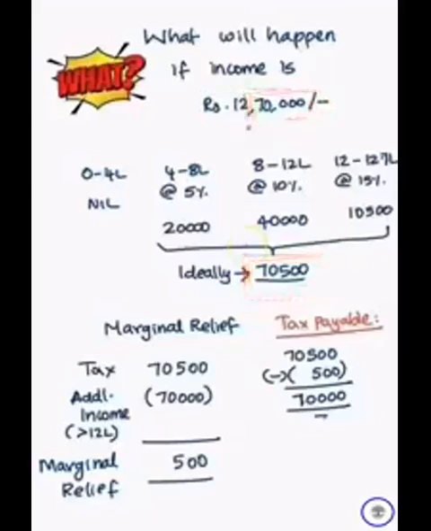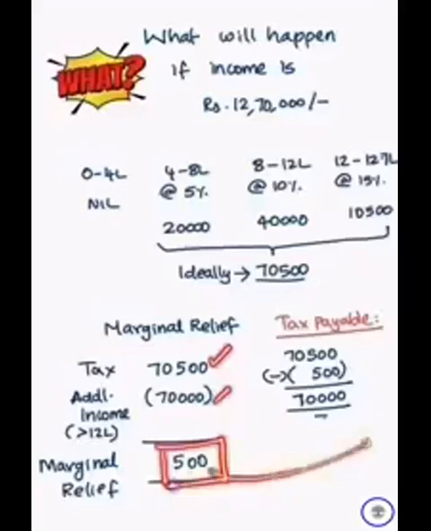So for marginal relief, what we will do? We will compare the tax payable with the income that exceeded 12 lakhs. So 70,500 minus 70,000. So the excess portion is only 500. So this 500 alone will be provided as marginal relief on the calculated amount of 70,500. So the net tax payable will be 70,000.